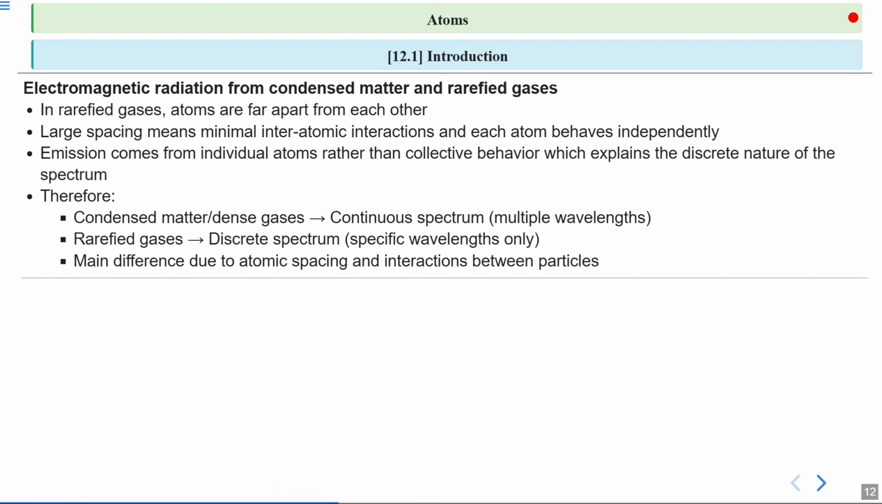So the main difference between these two cases comes down to how close the atoms are and how much they interact. In condensed matter, strong interaction leads to a continuous spectrum, while in rarefied gases, weak or no interaction gives us a discrete spectrum.